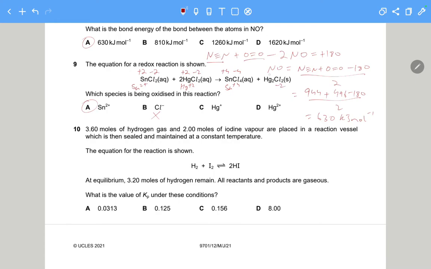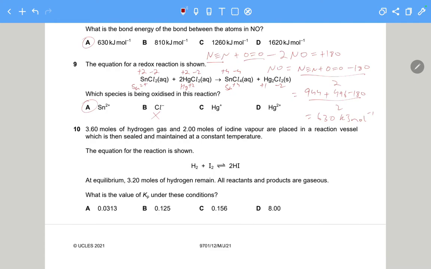Cl2, minus 2, Hg2, should be plus 1, because it's a neutral species, so plus 1 into 2 will give you total plus 2, plus 2 minus 2 is 0. So the total is plus 2, but because there are two atoms of Hg, we divide it by 2, so we get plus 1 for each Hg. So the mercury is going from plus 2 to plus 1, and therefore it is not being oxidized, it is reduced, so that's why A is definitely the correct answer.